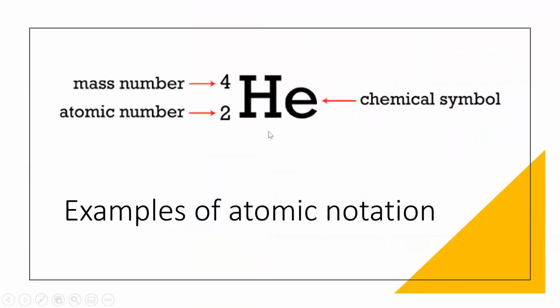For example, helium. He is the chemical symbol. 4 is the mass number. That means it has 2 protons plus 2 neutrons, therefore in total 4. And the atomic number, that is how many protons it has, is 2. In some books, these 4 and 2 can also be written on the right hand side of the helium. But you should always remember that the top one is the mass number and the bottom one is the atomic number. Mass number is also sometimes known as atomic mass.